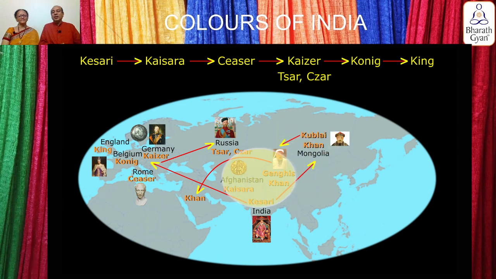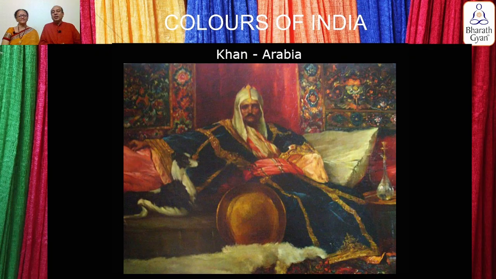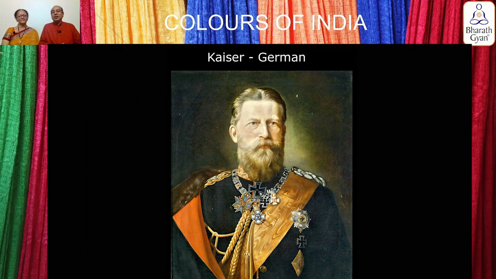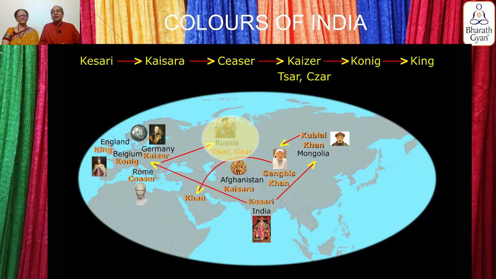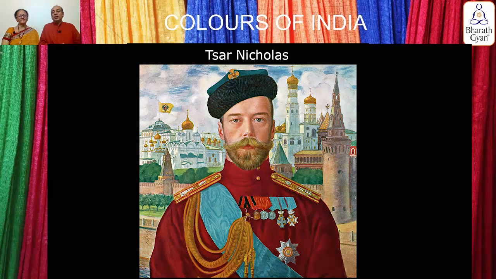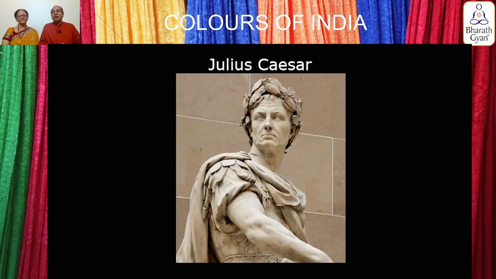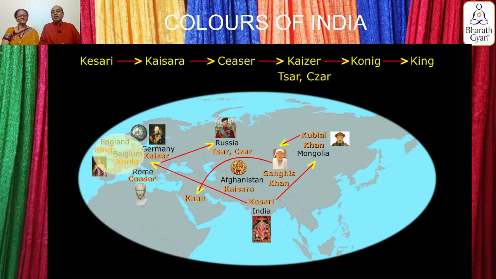The word Khan comes back to Arabia. Look at how the word flows. And the word from there goes to Kaiser in Germany. Kesari becomes Kaiser in Germany. From there it goes to Russia as Tsar. Tsar of Russia. Tsarina. And goes further. In Rome it becomes Caesar. Julius Caesar, Antonio Caesar. And in England it becomes king.